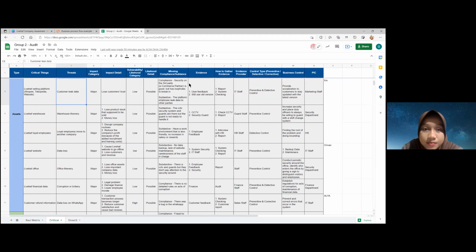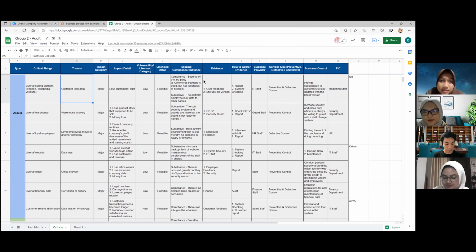The compliance gap is because the security of the third party, or we can say the customer partner like Shopee and so on, is good but has loopholes to break in. The substantive gap is because the platform of the employee leaks data to other parties. The evidence comes from user feedback, and also it still uses the old version, because in the old version the website is still not maintained.